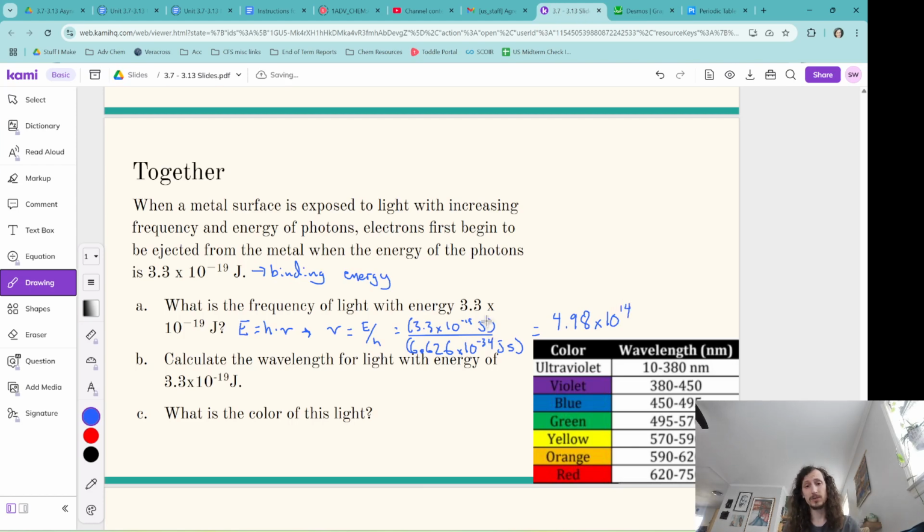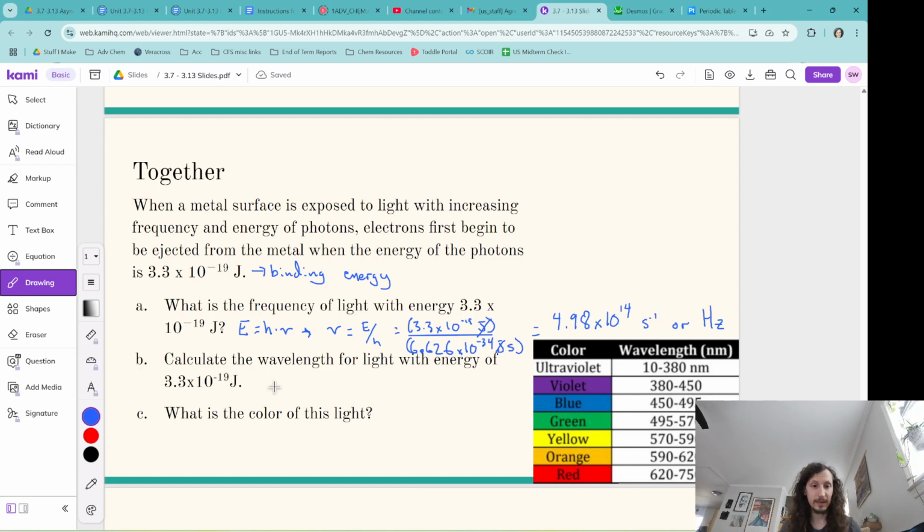Now, recall that the units of joules cancel out, so you're left with the seconds on the bottom. So you could put units of seconds to the negative 1, or you could say hertz. Those are equivalent units. So how many waves pass per second, right? It's a very high frequency.